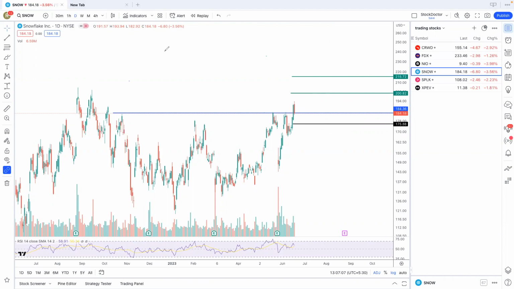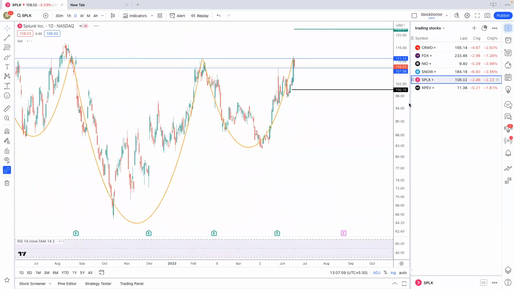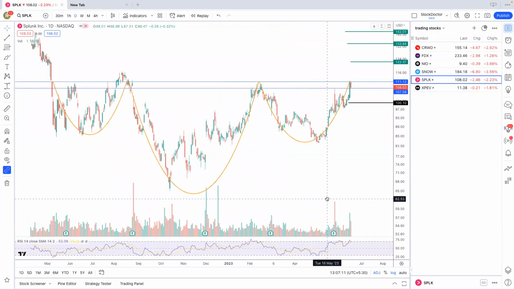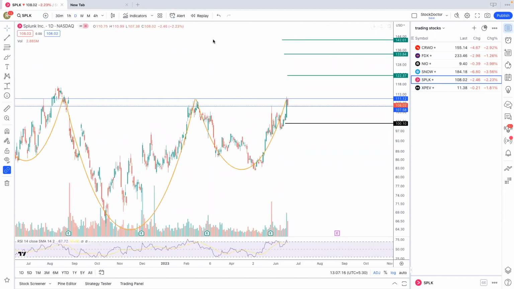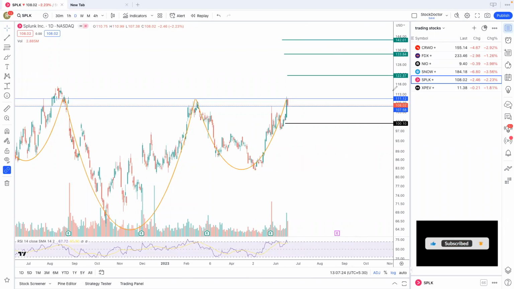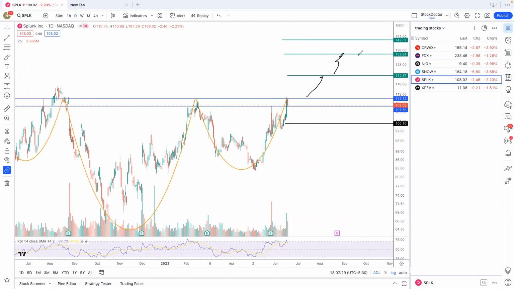Next we have Splunk. For Splunk, you can see an inverted head and shoulders pattern created. We will keep the stop loss of $100 and hold, for targets of minimum 122, 133 and 142.